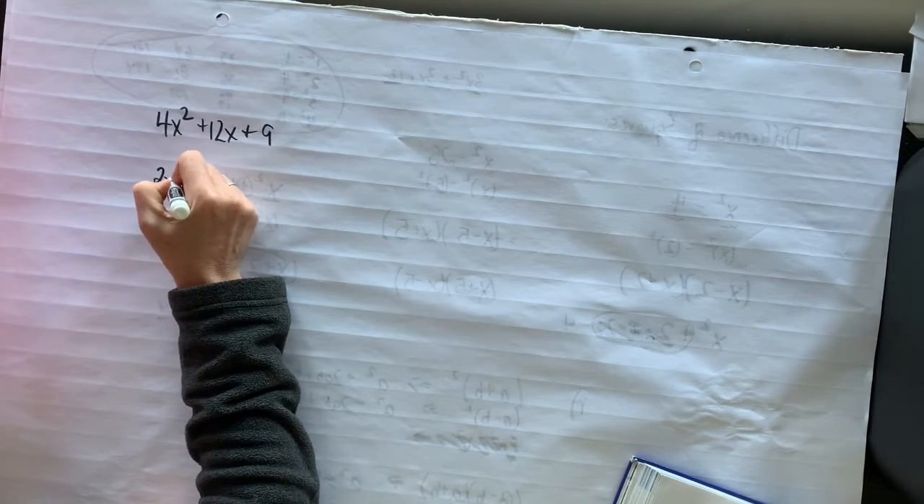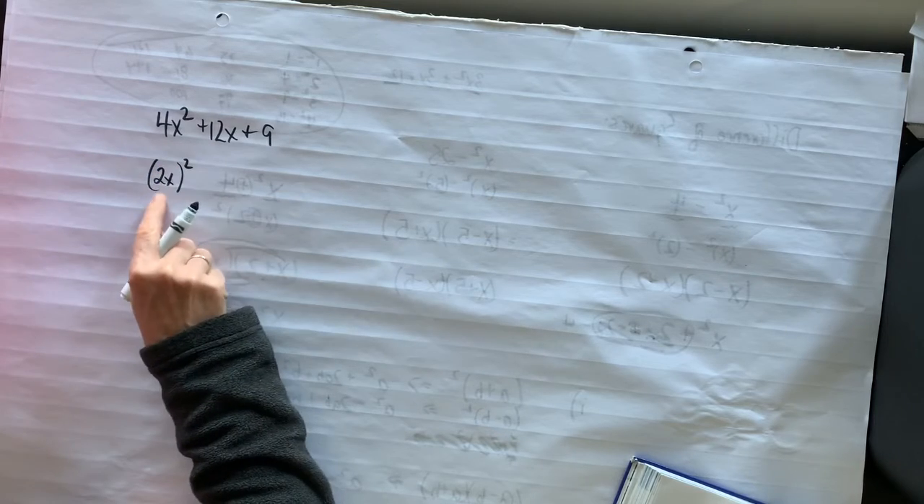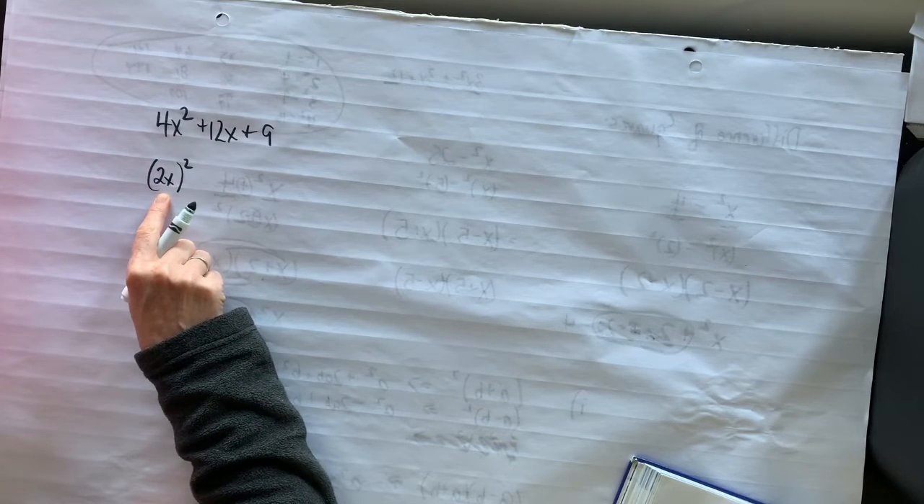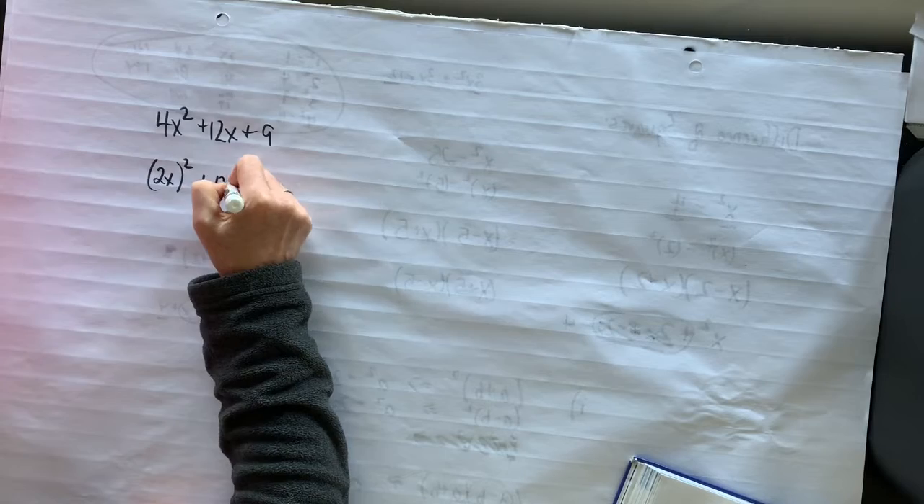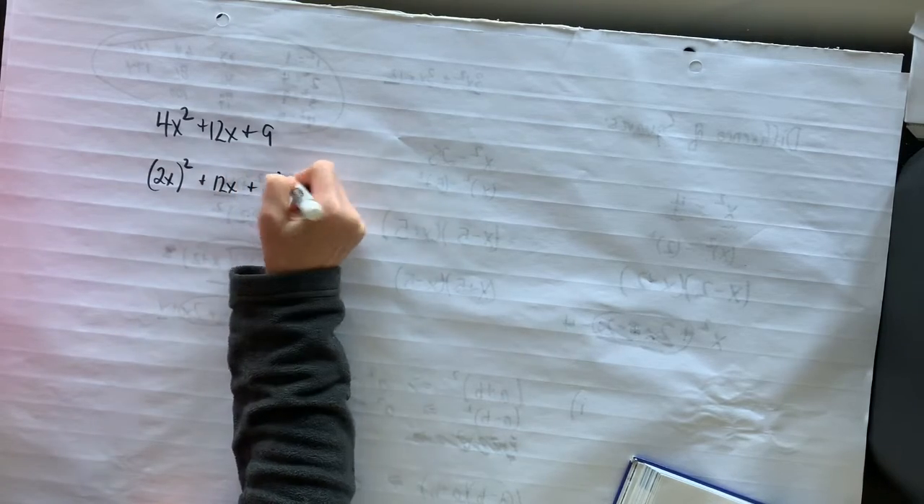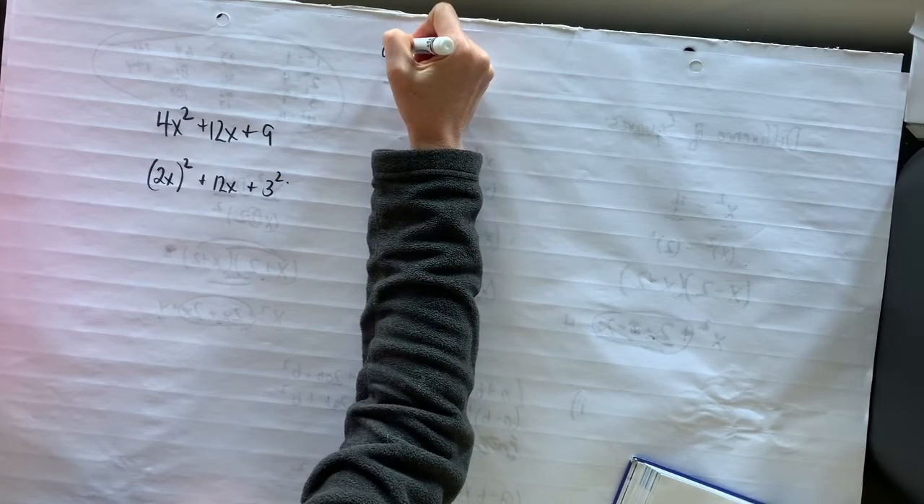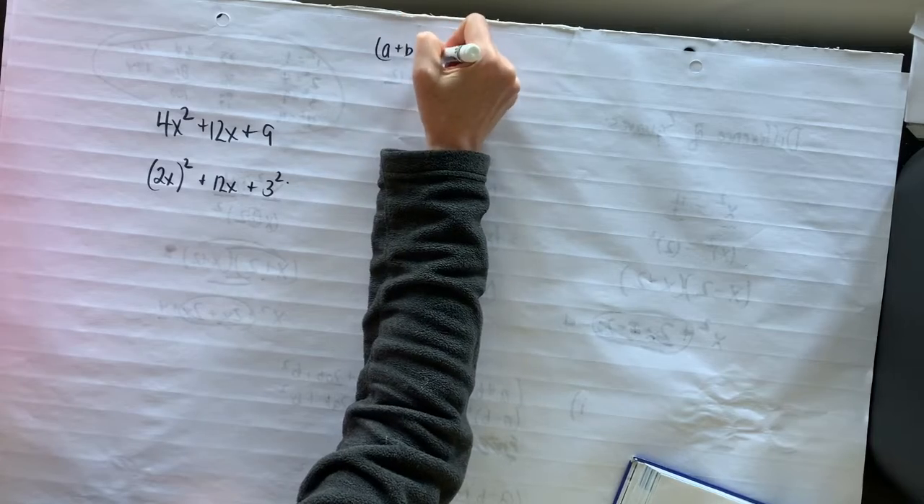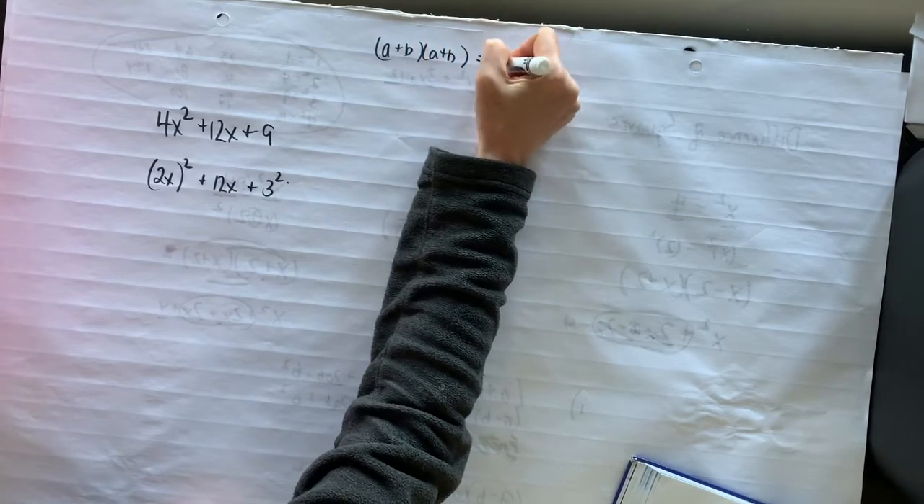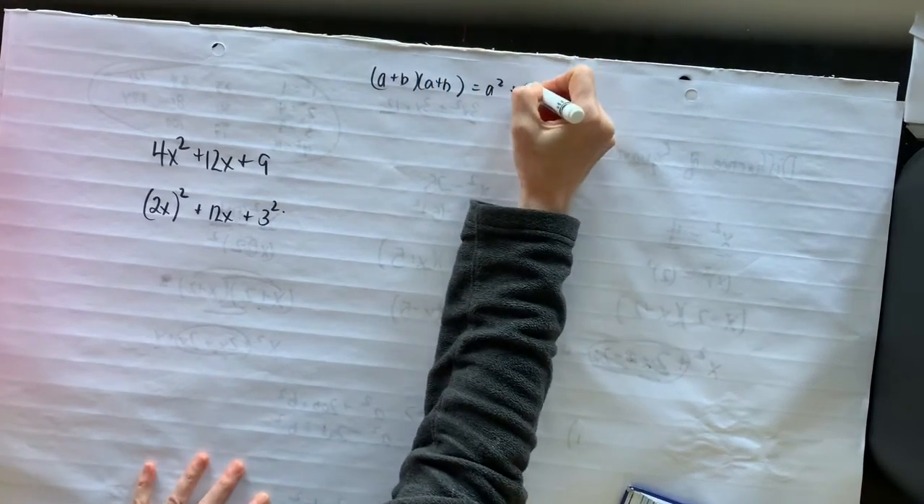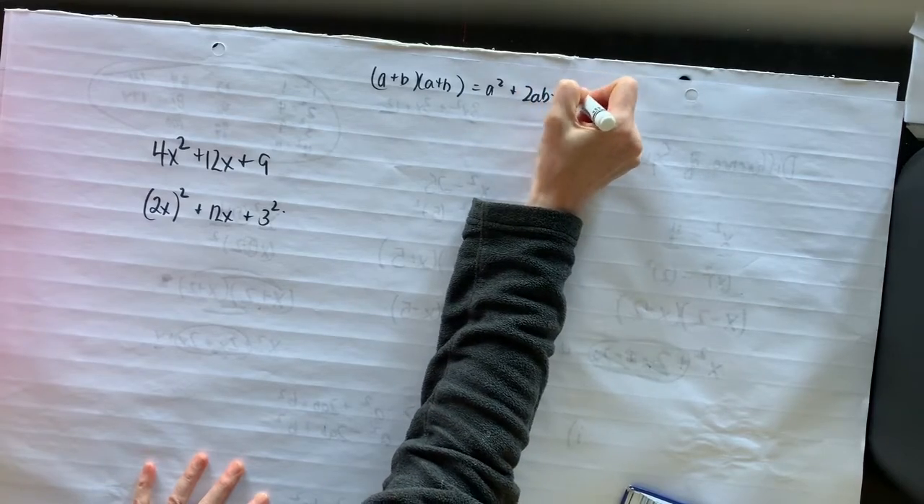I look at that and that is a little bit messy. However, I can look at this and say, well, 4x squared is the same as 2x, quantity in brackets, squared, plus 12x plus 3 squared. Remember, I'm always trying to get back to, is this a plus b times a plus b to make a squared plus 2ab plus b squared?